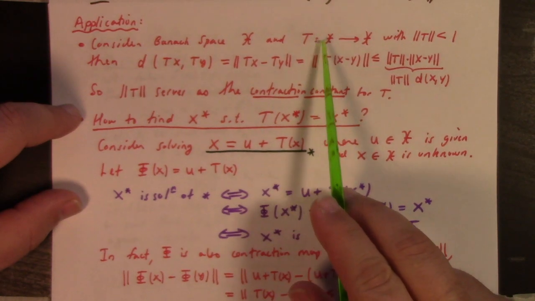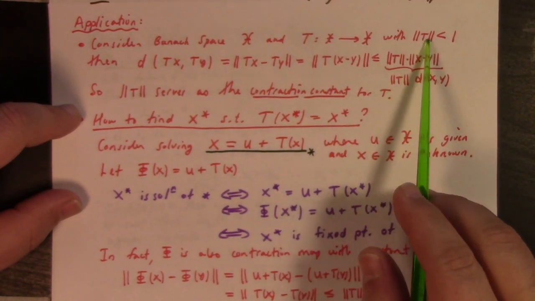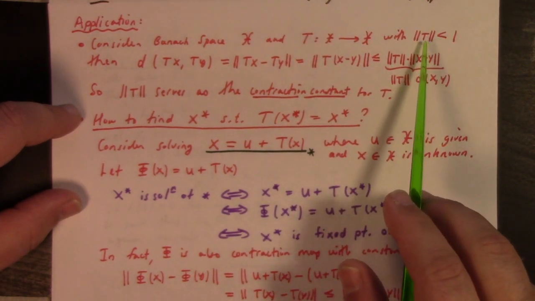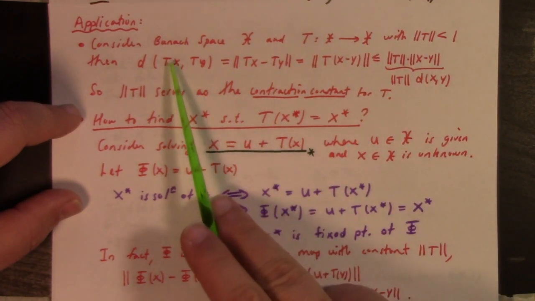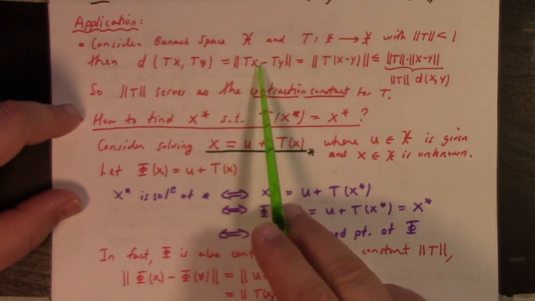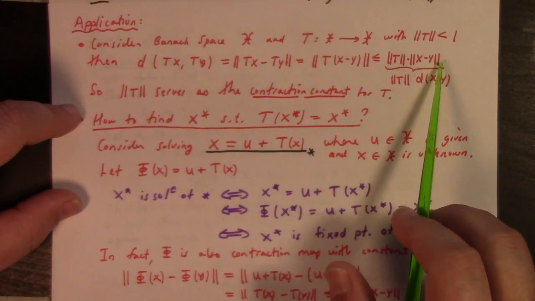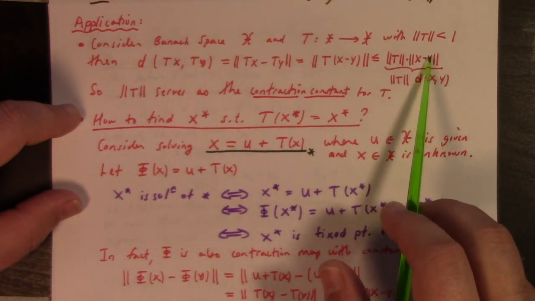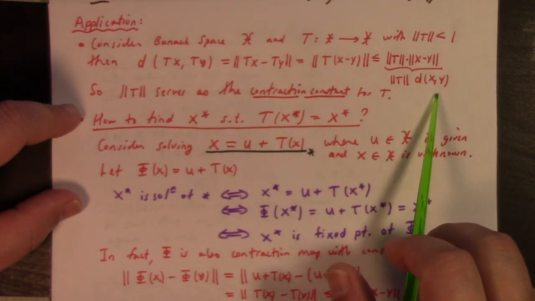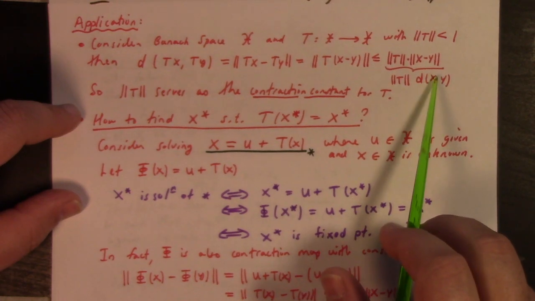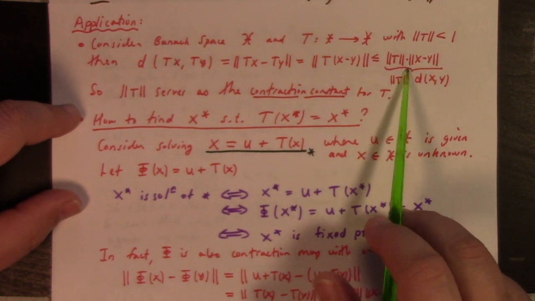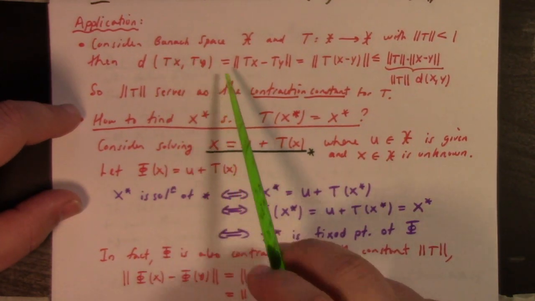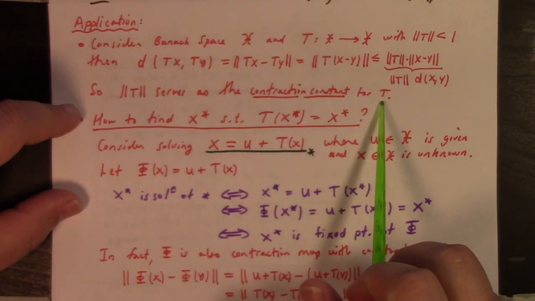So you have a linear transformation from a Banach space to a Banach space, and it's bounded. The linear transformation is bounded by 1. Well, we can argue then the distance between t of x and t of y is the norm of that difference, which is this, and if the norm is less than or equal to 1, this is less than x minus y, which, of course, is the distance from x to y. So what we've just found is that the norm of t itself serves as a contraction constant for t.